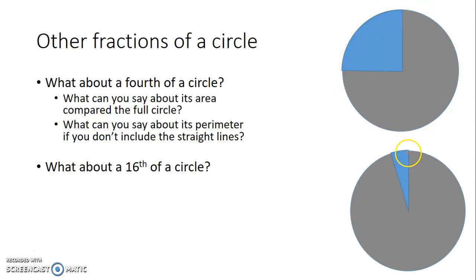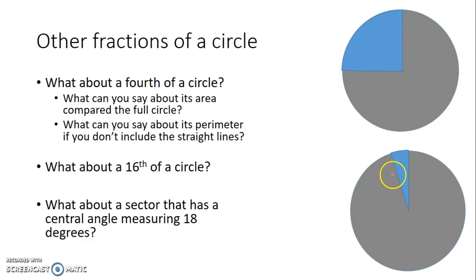What about a 16th? Well, you can see the pattern, that would have an area of a 16th of the full circle. But what about this one? A sector that has a central angle measuring 18 degrees. Now that's a little bit weirder. Do we remember what these words mean? A sector is a piece of a circle, and the central angle is this angle right here.